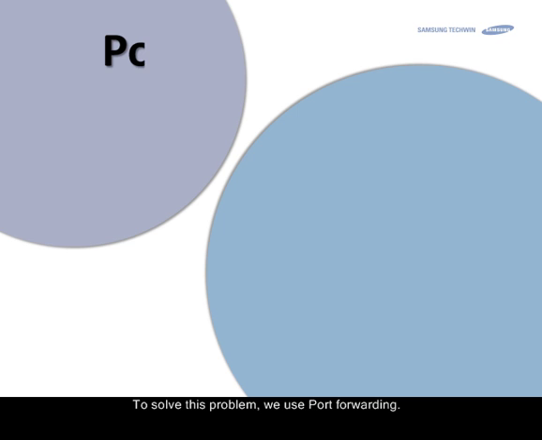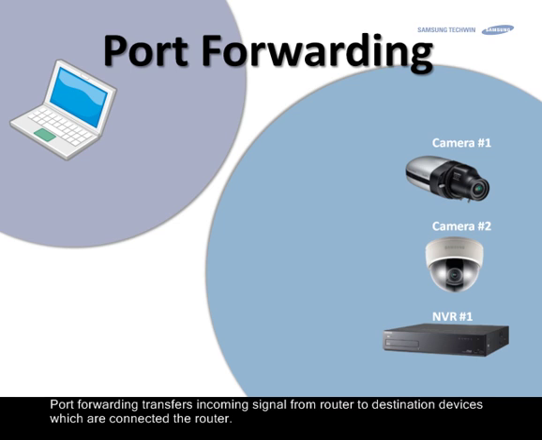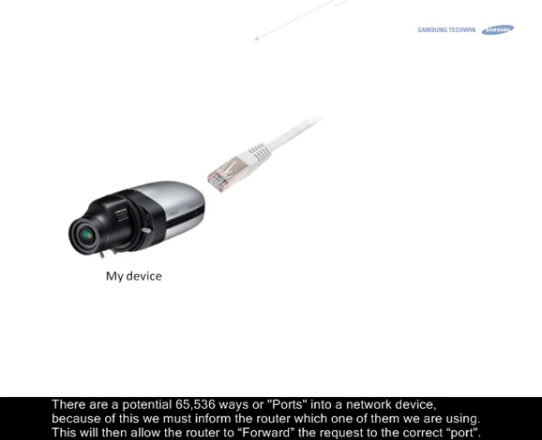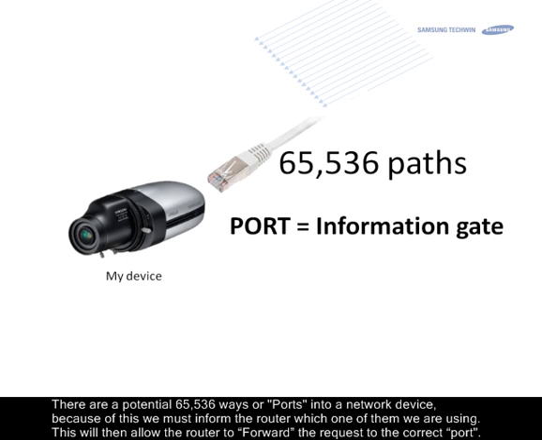To solve this problem, we utilize port forwarding. Port forwarding transfers incoming signals from the router to destination devices which are connected to the router. There are potentially 65,536 ways, or ports, into a network device. Because of this, we must inform the router which one of them we will be utilizing. This will then allow the router to forward the request to the correct port.